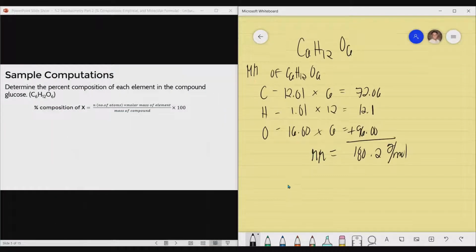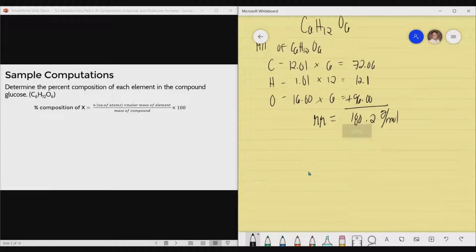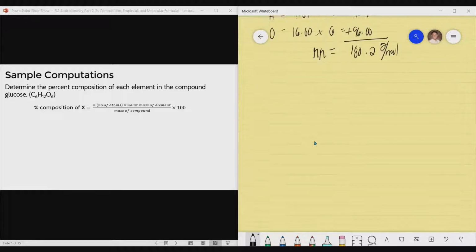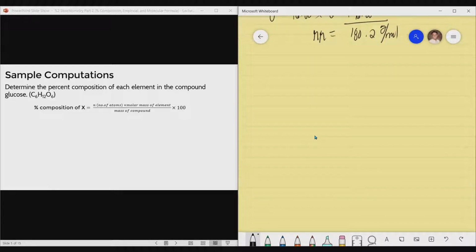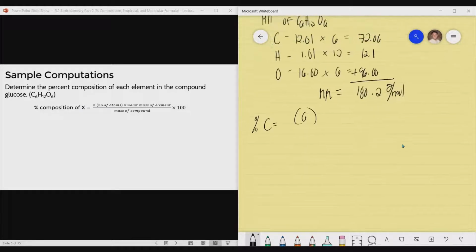Okay, now at this point, I already have 180.2 as my denominator for each composition. So let me start with carbon. Percent carbon is equal to number of atoms. Number of atoms of carbon is 6 multiplied with the atomic mass or molar mass of the element.